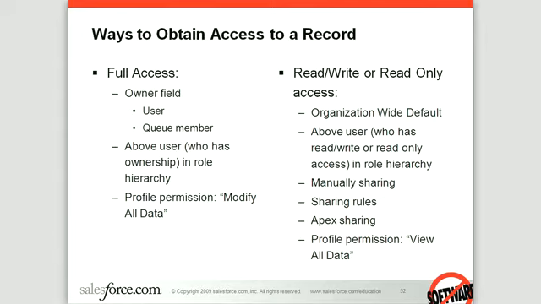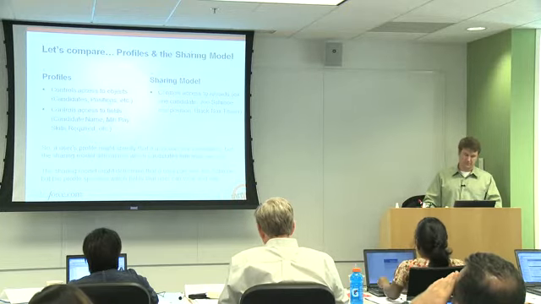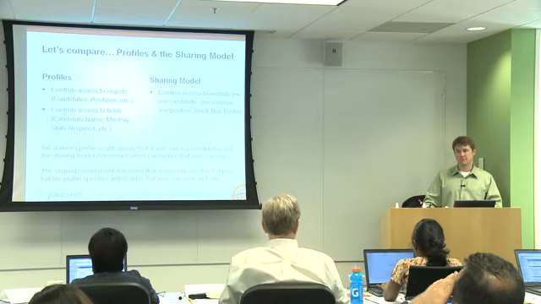Apex, or sharing rules. Sharing rules is an automated mechanism to share data, share records. And then Apex sharing, which once again is automated, but it's much more flexible because we can write code to do different things. And then finally, there's a profile permission, view all data. View all data allows us to, obviously it's not read-write, but you have the ability to see all the records if you have view all data. Okay? All right. This is a profile permission on the object at the object level.